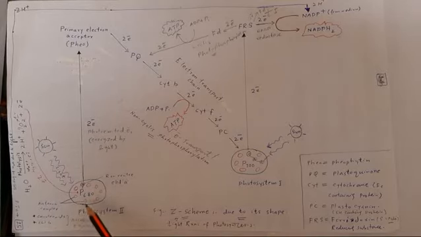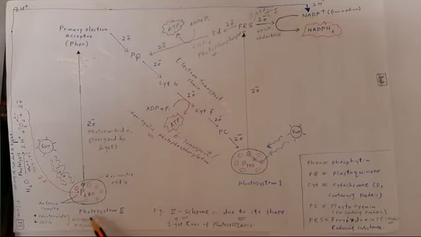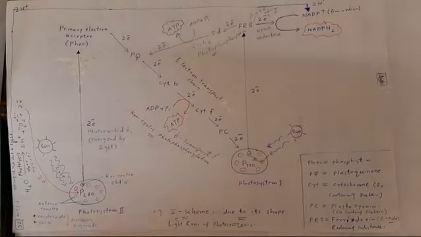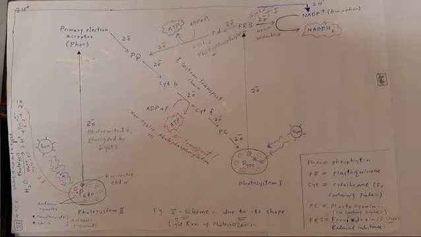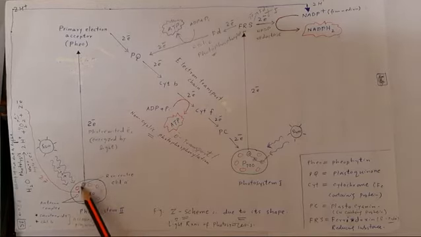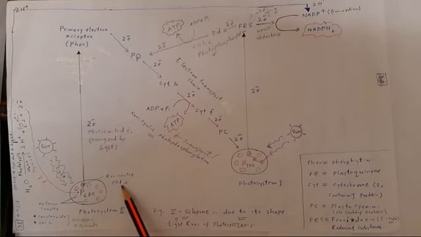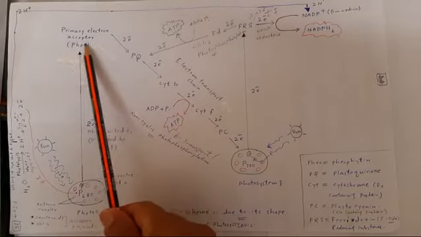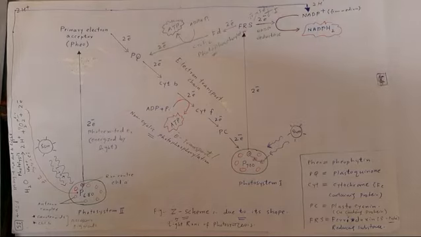And you know that photosynthetic pigments are organized into clusters, into small groups called photosystems. And there are two types of photosystems: Photosystem One and Photosystem Two. And each photosystem consists of several hundred pigment molecules, including chlorophyll A, chlorophyll B, carotenoids, and primary electron acceptors.